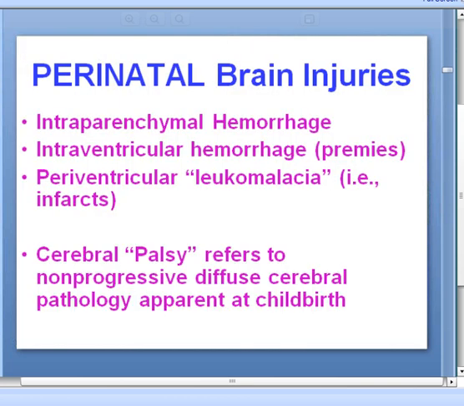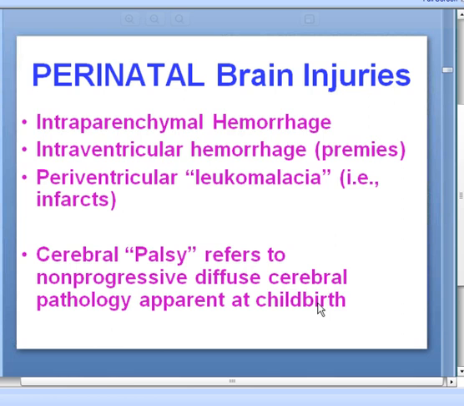Okay, let's talk about general perinatal brain injuries. And now we're not talking anymore about embryologic errors of development of the neural tube. We're talking about actual brain injury, very often associated with very difficult delivery or extreme prematurity. The general name for a significant and usually non-progressive diffuse cerebral pathology apparent at birth is called cerebral palsy. And it's a wastebasket term. It could really be anything causing it, including difficult obstetrical delivery.